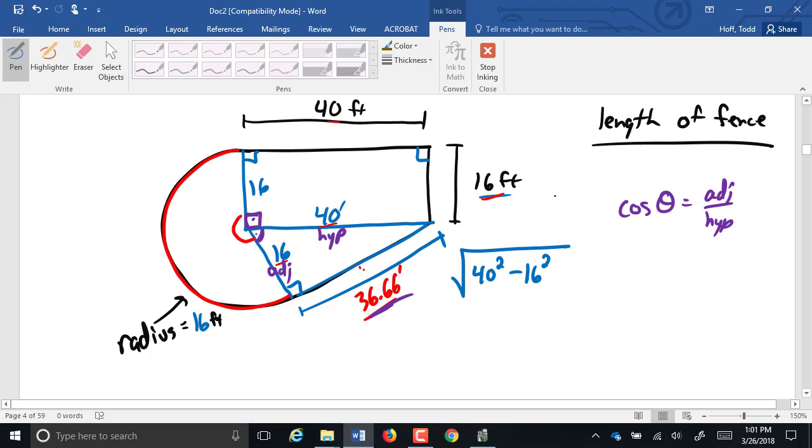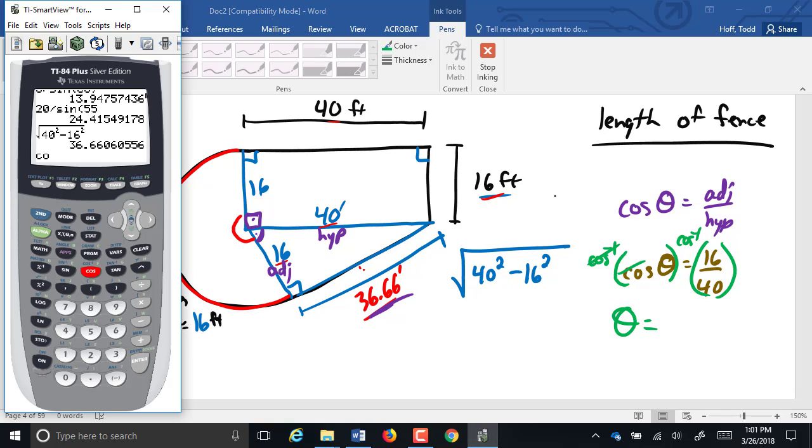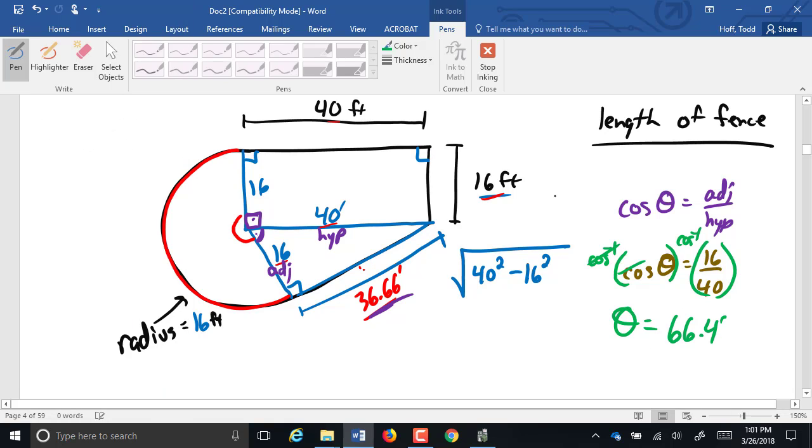So let's put in what we know. We don't know the angle. That's what we're looking for. The adjacent is 16, the hypotenuse is 40. So since we're looking for the angle, we're going to use inverse trig. Our inverse cosine of 16 divided by 40. 66.42 degrees. So that is 66.42.